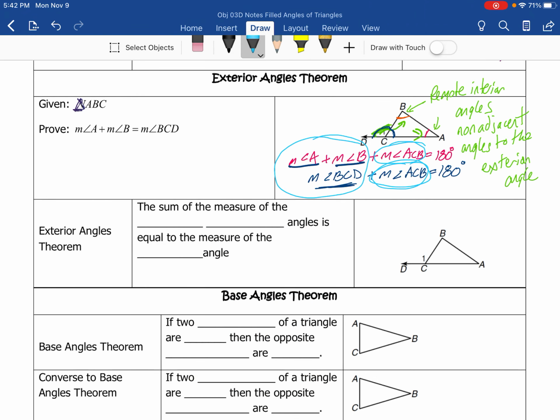So what must be true about the values of these angles? Well, wouldn't they have to be the same? Like if this quantity here plus this quantity here is 180, and this quantity here plus the same quantity is 180, then these two must be equal to each other. So that's where this comes from. The measure of angle A plus the measure of angle B is equal to the measure of angle BCD.